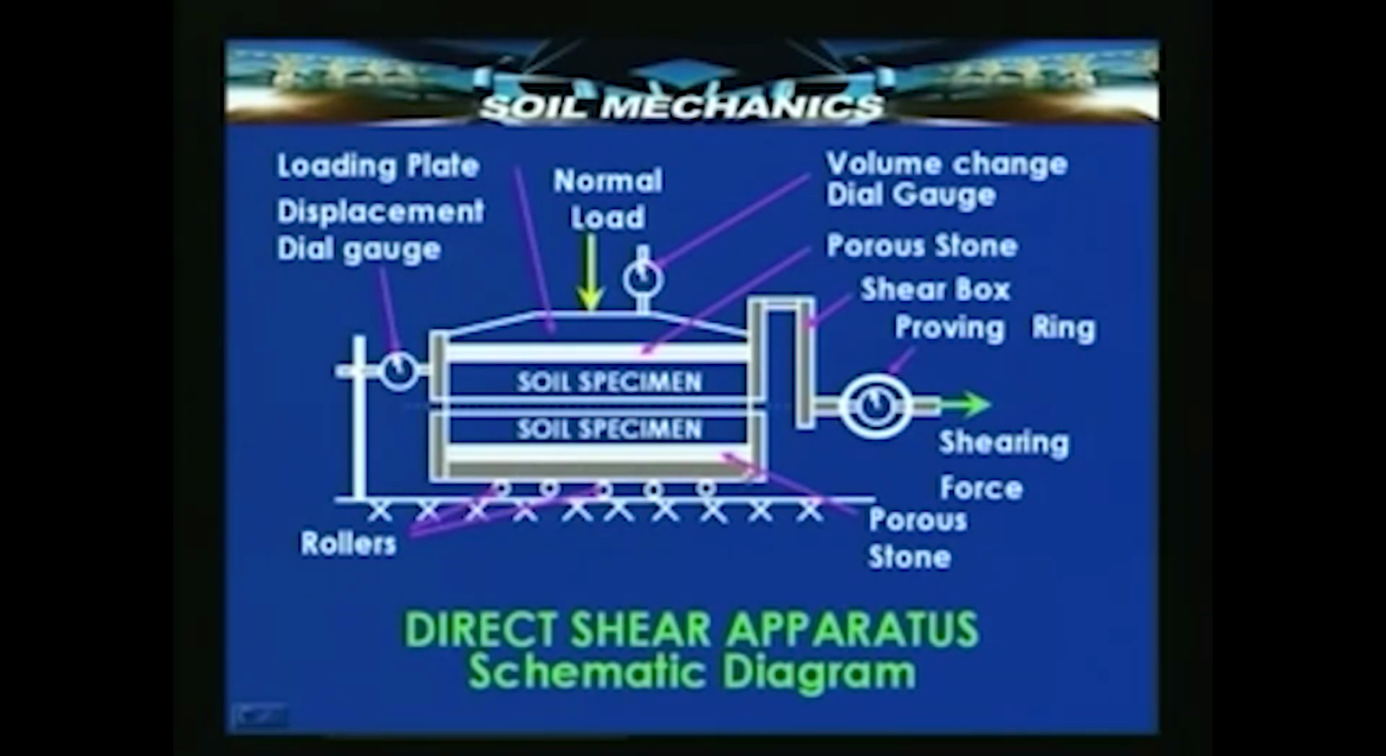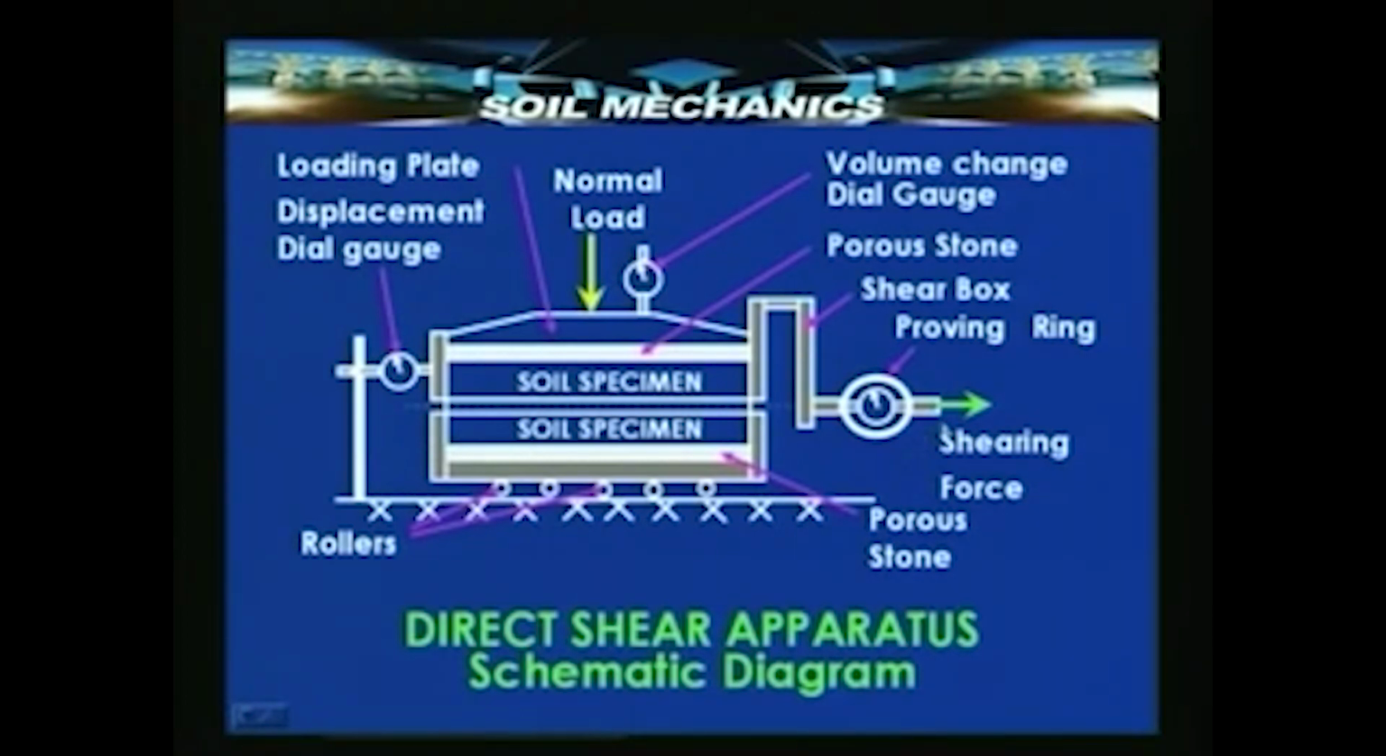The specimen is typically 6 centimeters by 6 centimeters in plan area and 10 millimeters in each half. So, a total of 20 millimeters. A normal load is applied first, that simulates the confinement that the soil is experiencing in the field. After you apply the normal load and after you are sure that the confinement and its effect have been recreated, then we apply the tangential force until failure occurs.